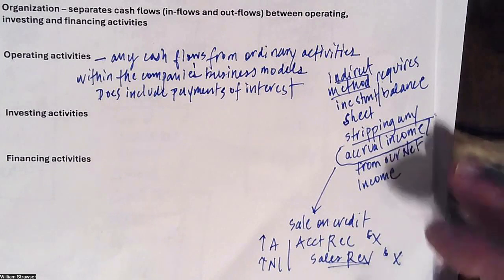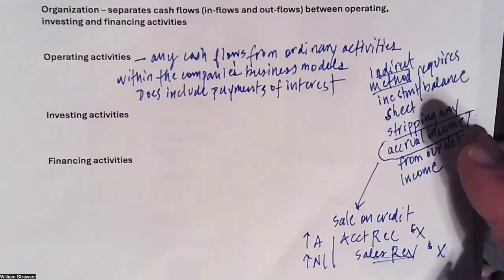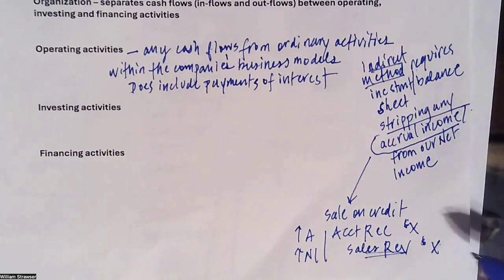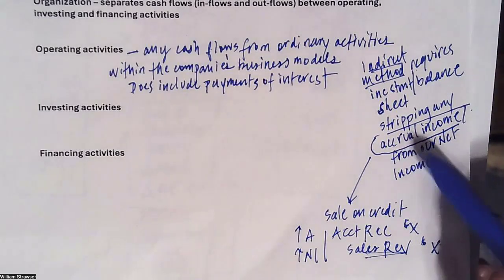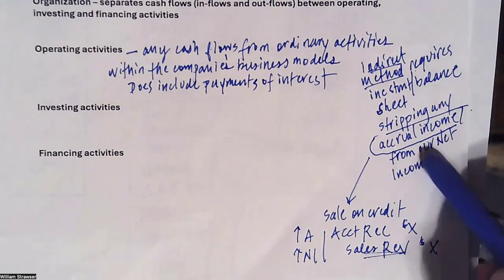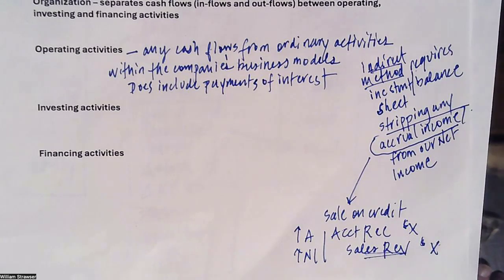And the process is a lot more complex than that. I don't need to jump into it. You're not going to be held responsible for it. But I do want you to know that the indirect method requires the income statement and the balance sheet because we need to take that net income for the period from the income statement and some information from the balance sheet in order to strip away these accrual income transactions from net income. Get rid of all the non-cash items that are in net income, and what's left should be our cash flow from operating activities.